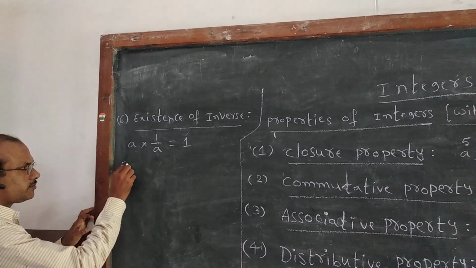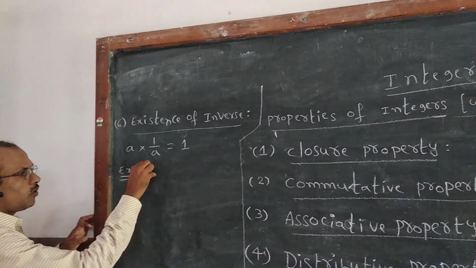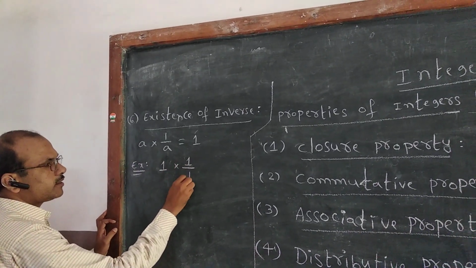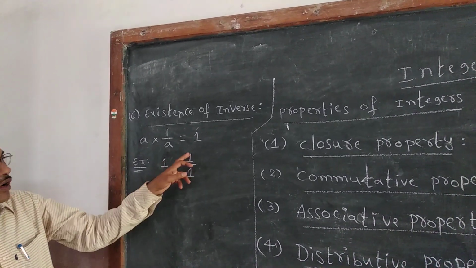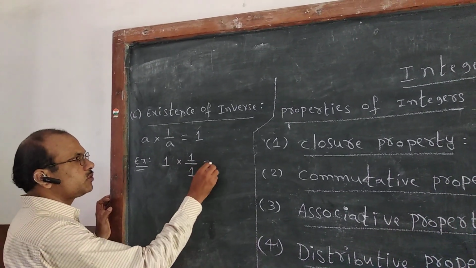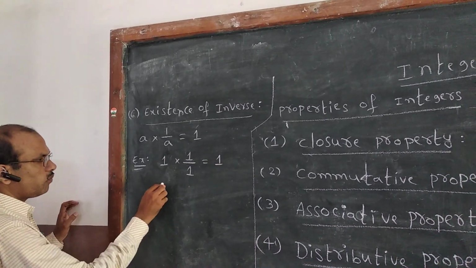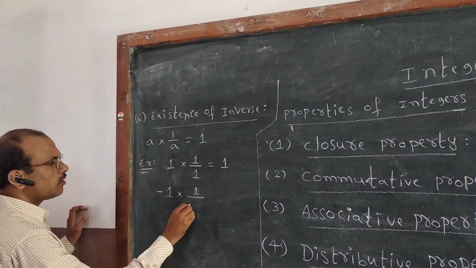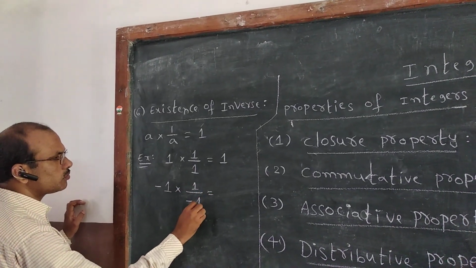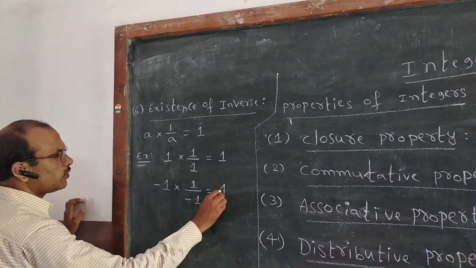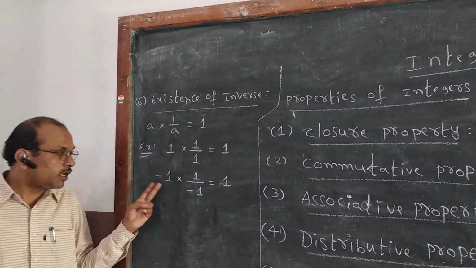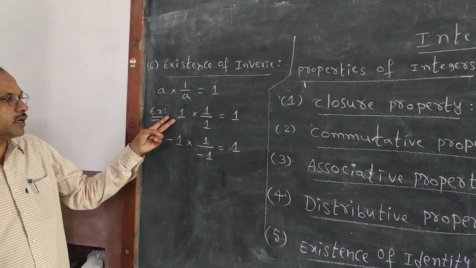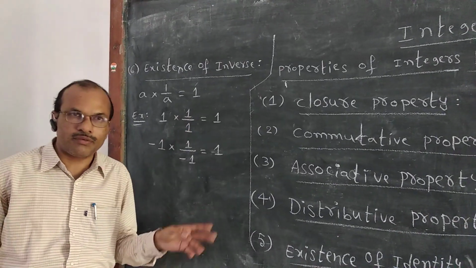For example, take 1 as an integer, and its multiplicative inverse is 1 by 1. 1 into 1 by 1 gives you 1. Same way, minus 1 into 1 by minus 1 gives you again 1 only. Then here minus 1 is a multiplicative inverse for itself. Same way, plus 1 is also a multiplicative inverse for itself.